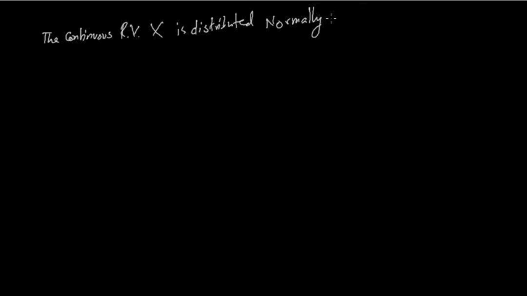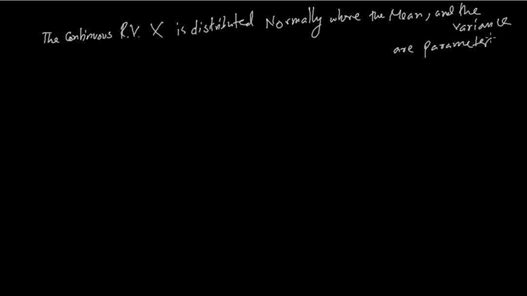So let me write down the definition of a normal distribution. How is normal distribution expressed? The continuous random variable x is distributed normally, that means the normal distribution, where the mean and the variance are parameters. Parameter means an external value that you need to do a particular sum. So they are the parameters.